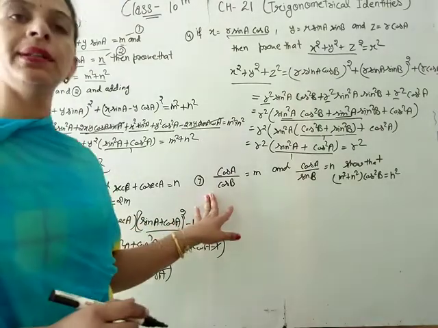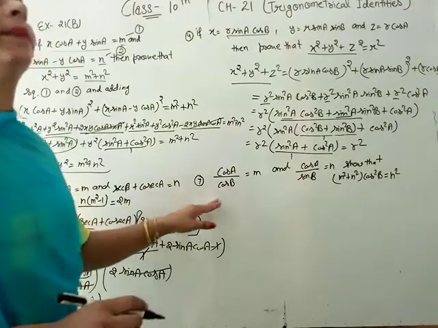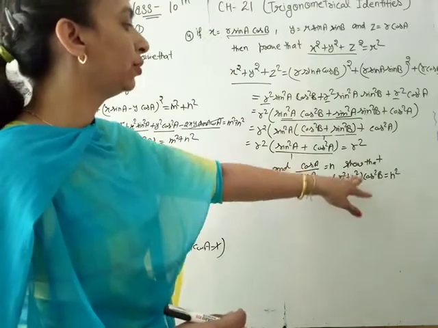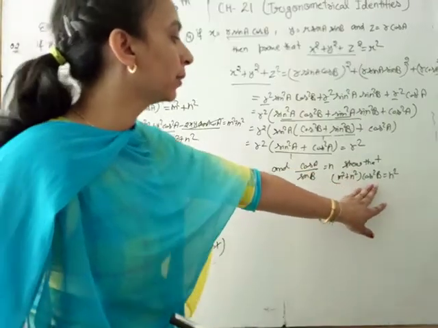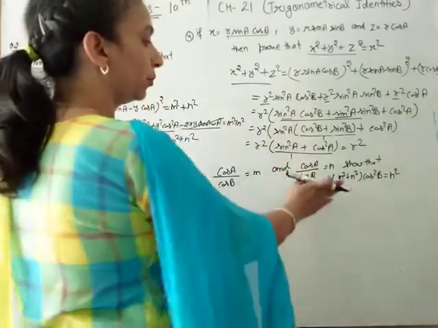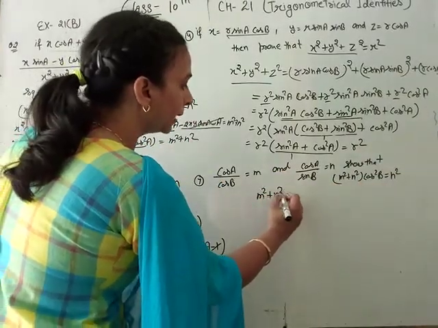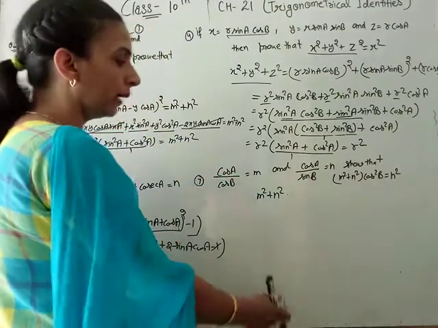Next, this is question number 7. Cos a by cos b equals m and cos a by sin b equals n. Then show that m square plus n square times cos square b equals n square. We have to show that this equals n square.